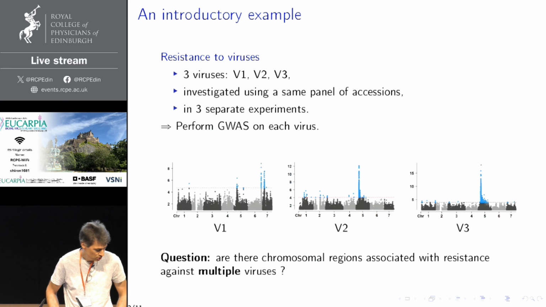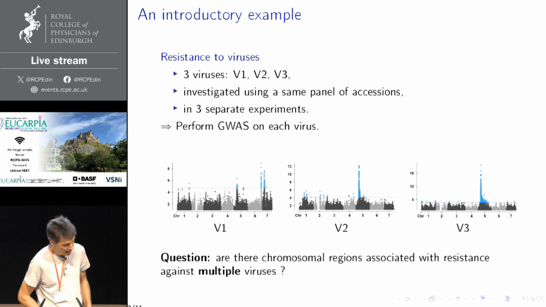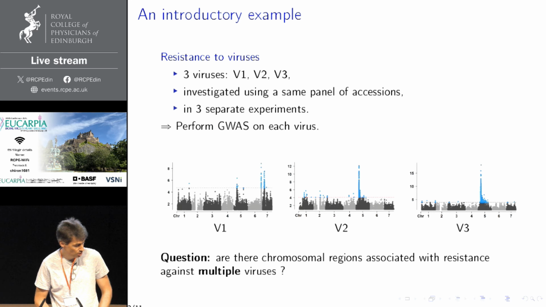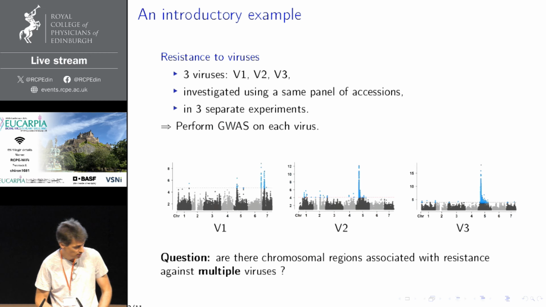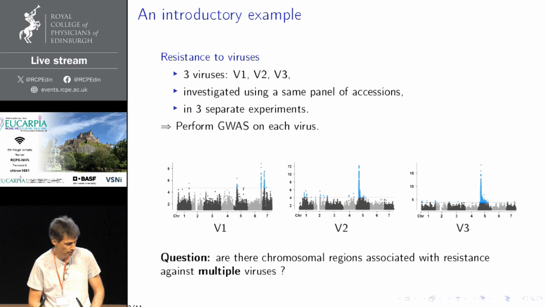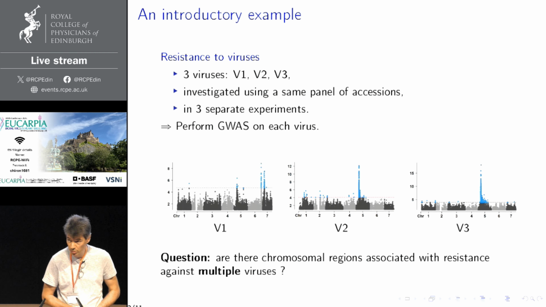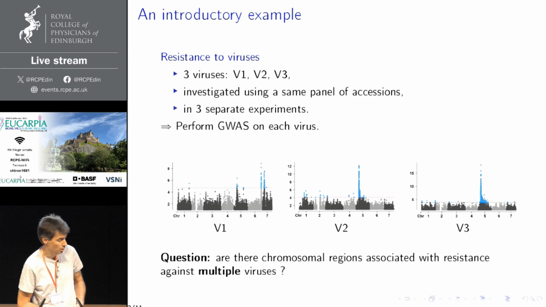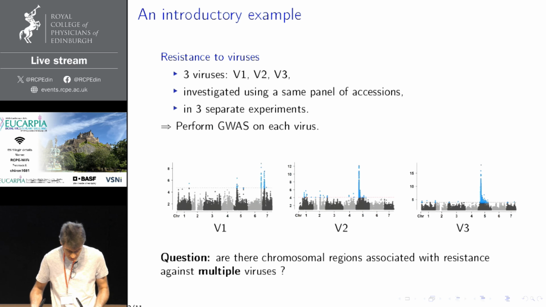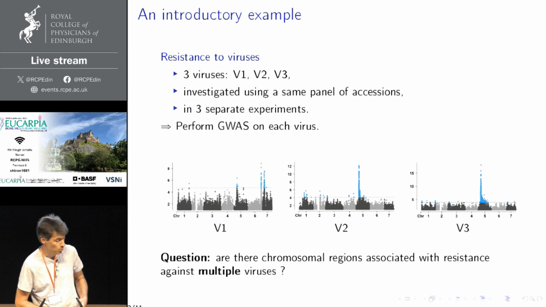So let's start by just considering one simple example of the topic of the talk. Let's assume that we want to investigate the resistance of a given species, so let's say tomato, to some viruses. So here we have 3 viruses, V1, V2, and V3. If we want to do that, what we need to do is basically to collect a sample of tomato accessions, then to run an experiment for each virus where we will inoculate the virus to each panel. And then after a few days, we will see how the different plants react, and we will collect phenotypes.